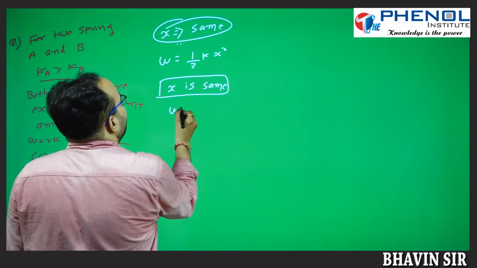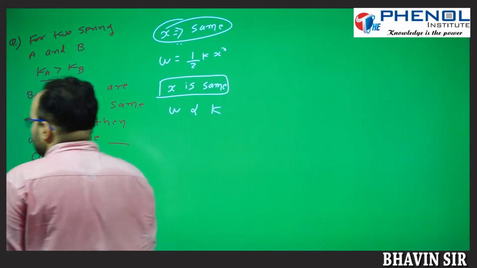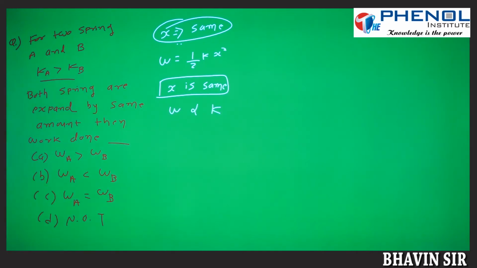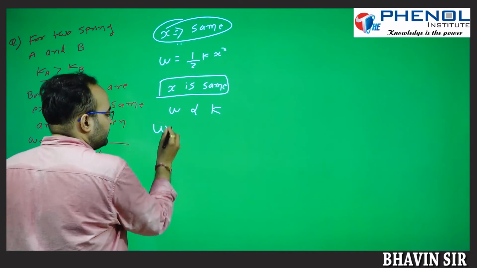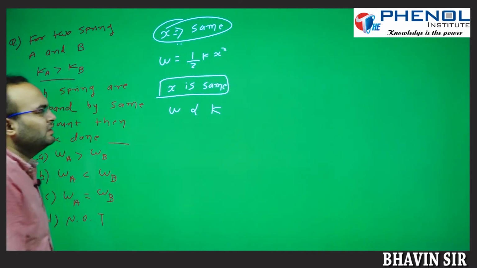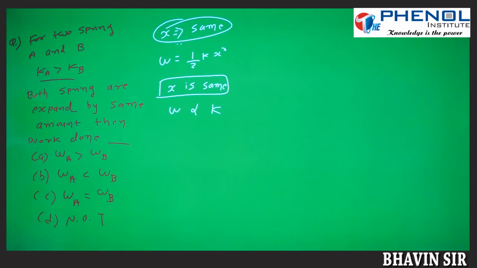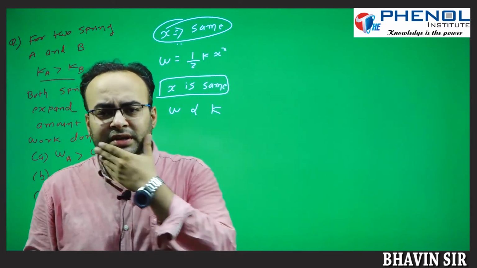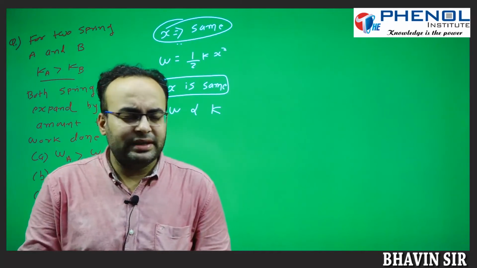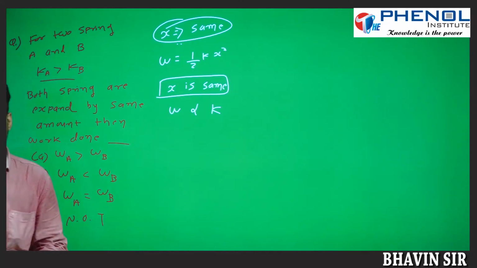So if x is the same, we can say that it is directly proportional to spring constant. Both springs are expanded by the same amount, so the work done is the same. So we can say that this work done is directly proportional to K.